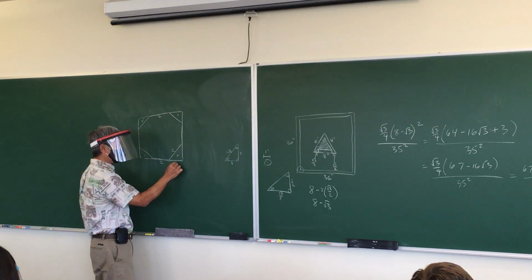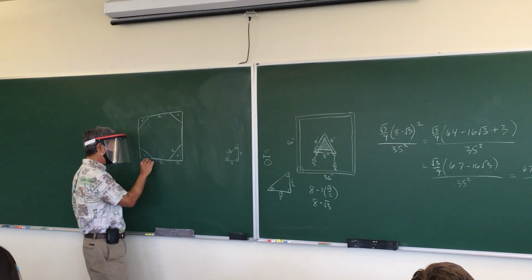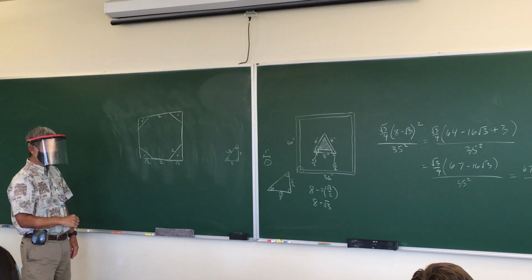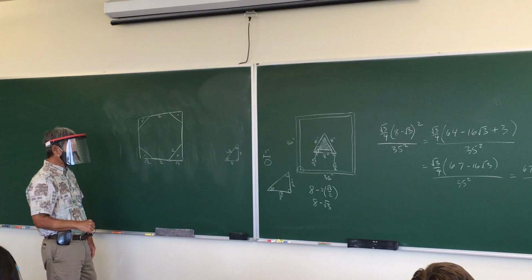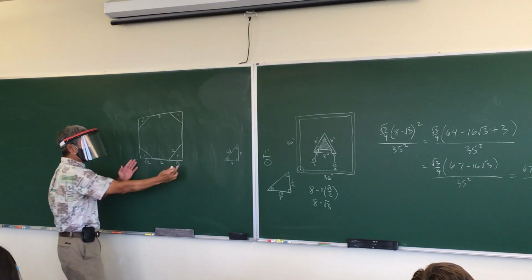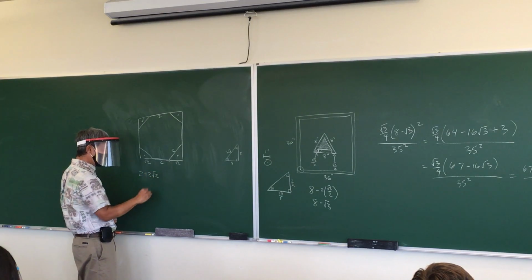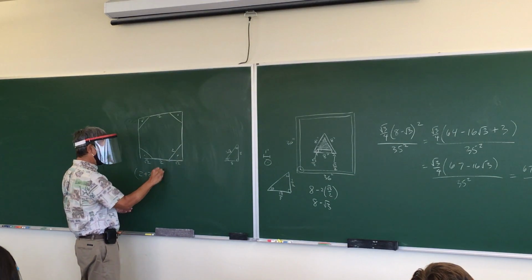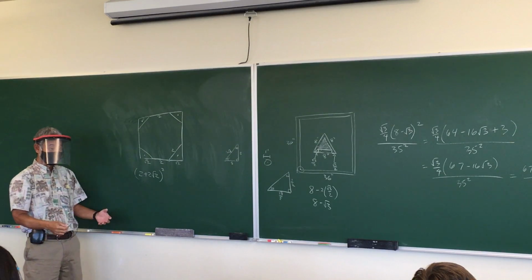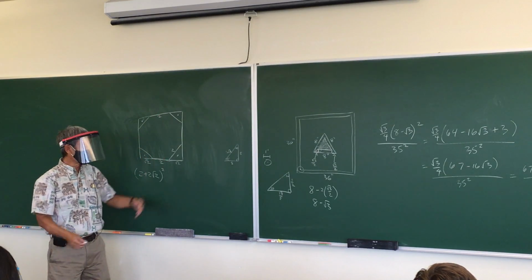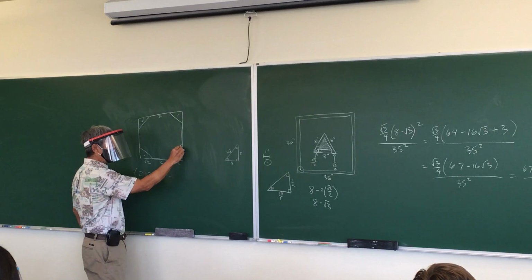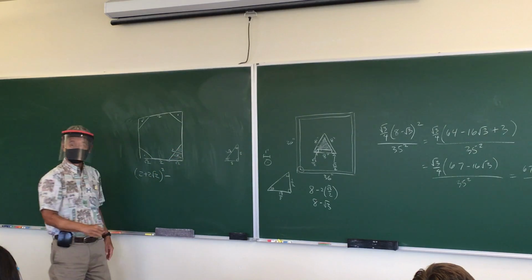Root 2. So what's the side of the square? Look, it's right there. 2 plus 2 root 2. That's the side of the square. And then you square it. That will give you the area of the square. And then you have to subtract 4 of these triangles.